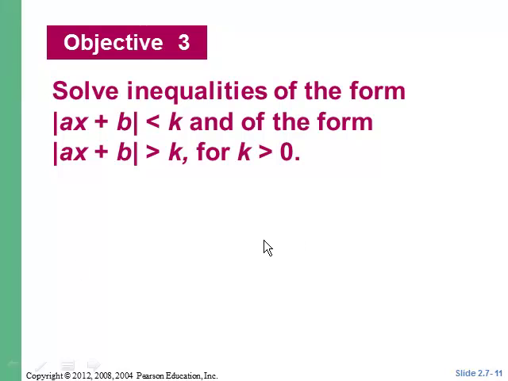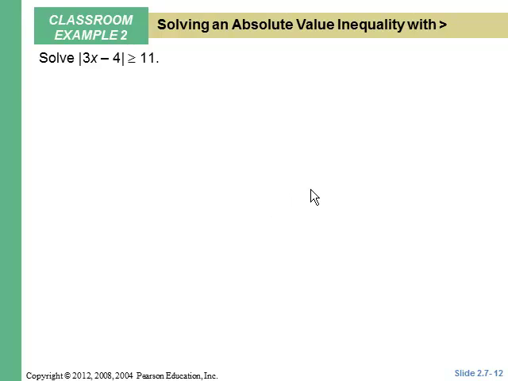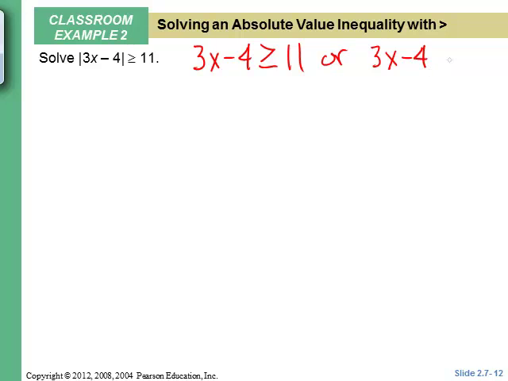Now, if we have an inequality, notice there's going to be two different cases. One of them is for the less than symbol, the other one is for the greater than symbol. Let's try this one first. We still rewrite it as two separate inequalities. 3x minus 4 is greater than or equal to 11. We just write it exactly as it is without the absolute values. Or 3x minus 4 is less than or equal to, so we change the sense and we change the sign.